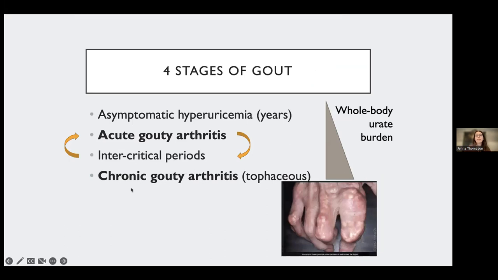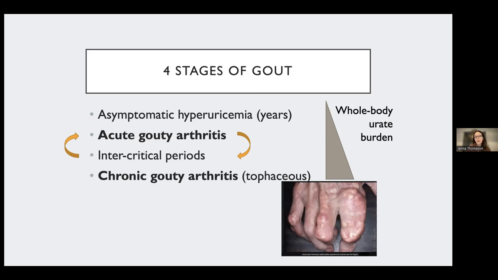So I mentioned that patients usually start with that monoarticular flare. When they have that monoarticular flare, they're right here. They've likely had asymptomatic hyperuricemia for years before they had that monoarticular flare. And then if this person has the potential to go on to have chronic gouty arthritis, they will have these intercritical periods punctuated by acute gouty arthritis flares.